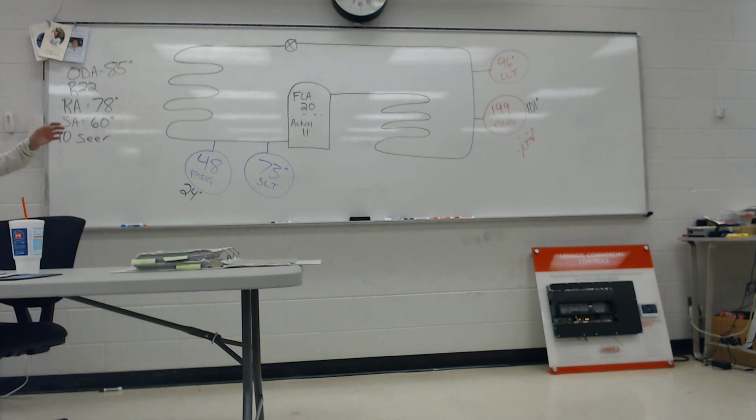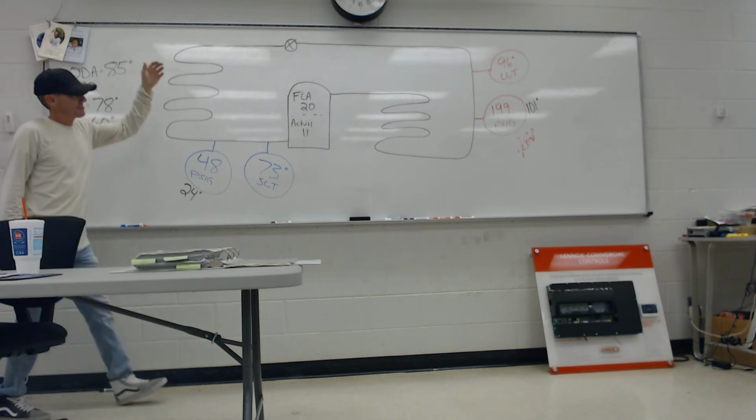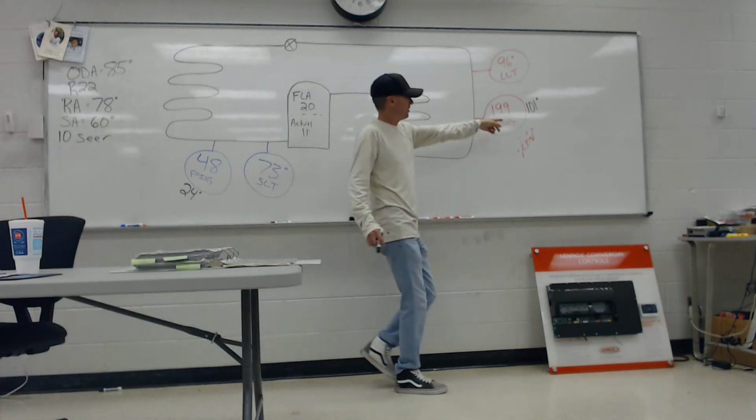I do condenser TD backwards. I don't do a subtraction problem, I do an addition problem, and it seems to work well for most people. I know it's 85 degrees outside. I know my condenser TD should be 30, so I should be condensing at 115, 30 above ambient. So I look at my high side gauge. Do I have 115 degrees?